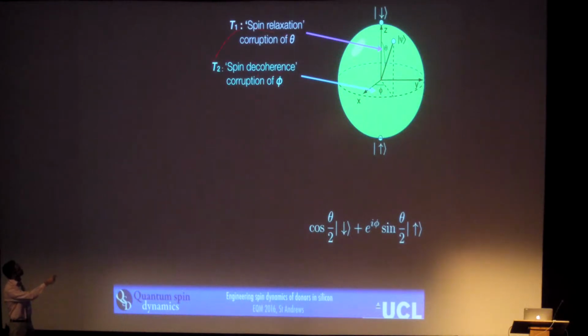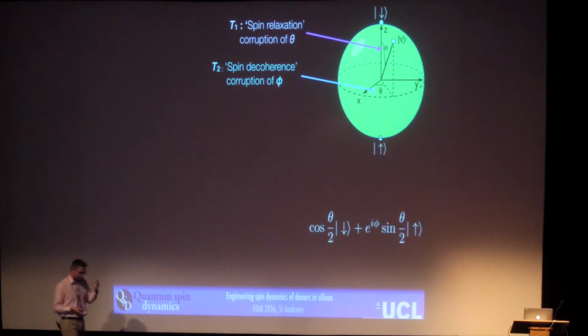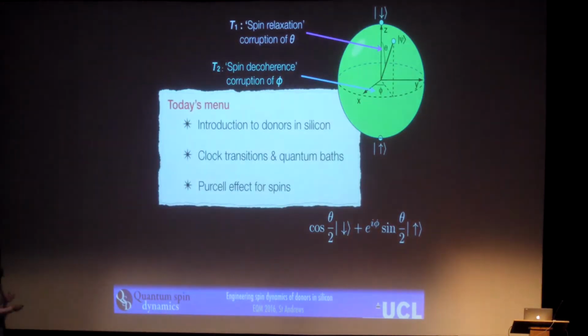And we're interested in both of these timescales to some extent. If you're really interested in making spin qubits, T2 is critical because that's the timescale on which a quantum bit turns into a classical bit. But T1 is also important. That also tells us, if we just use thermal processes, how long it takes for a spin to relax to thermal equilibrium.